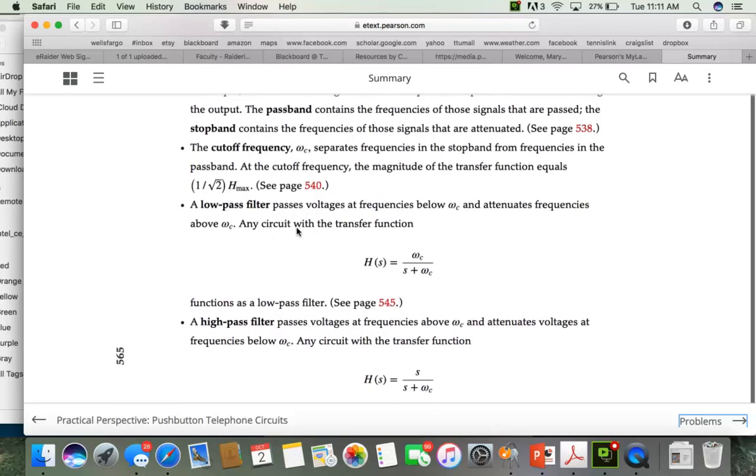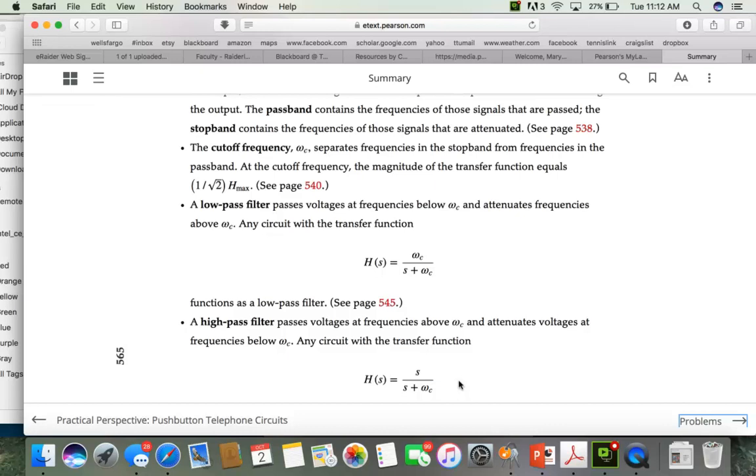A low pass filter passes frequencies below the cutoff and attenuates frequencies above the cutoff, and its general transfer function looks like this. A high pass filter passes frequencies above the cutoff and attenuates frequencies below the cutoff, and has a transfer function that looks like the one shown here at the bottom of the page. So that's pretty much a summary.